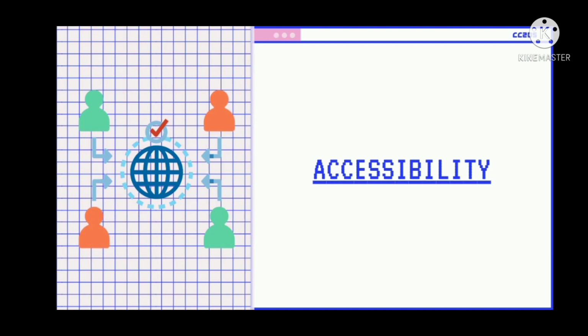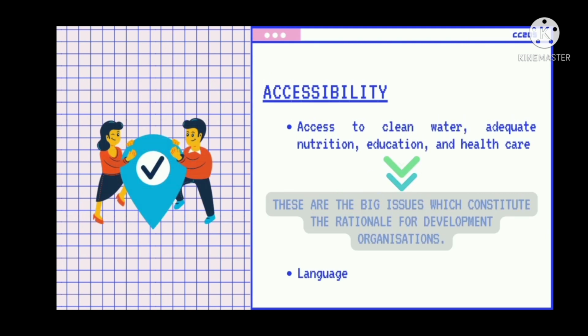Accessibility. It is sometimes forgotten by enthusiasts for ICT that billions of people in the world have no access to computers and the internet, access to clean water, adequate nutrition, education, and even healthcare. These are the big issues which constitute the rationale for development organizations. Another problem is language. Software and browsers commonly used for reading web pages are now available in most international languages, but the overwhelming majority of material posted on the World Wide Web is in either English or Chinese.